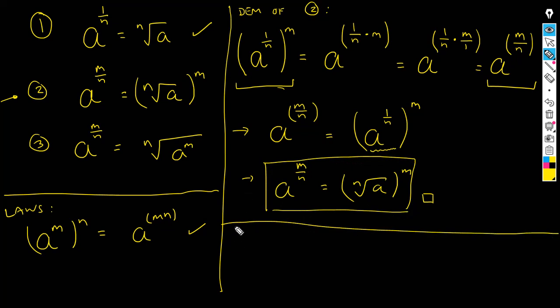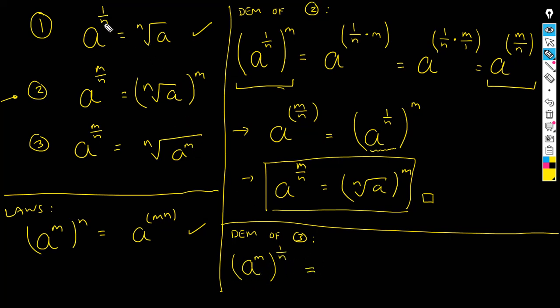Now, I'm gonna demonstrate the third fact. It's much simpler. The third fact is this: a to the m over n is equal to the n root of a to the m. And this is in fact much simpler. All I have to do is this: I'm gonna write this number a to the m, and I'm gonna raise it to the 1 over n.